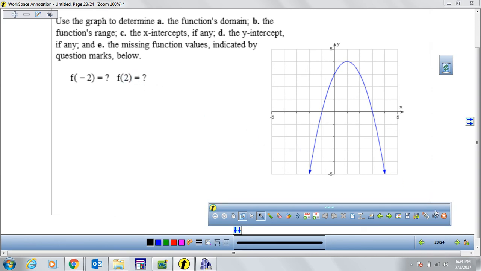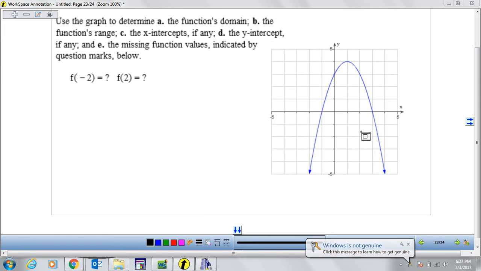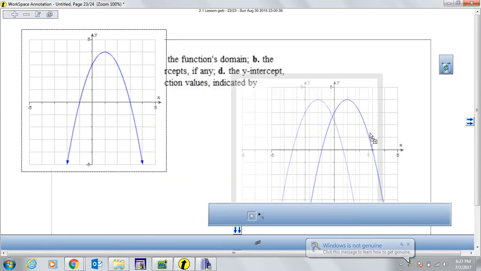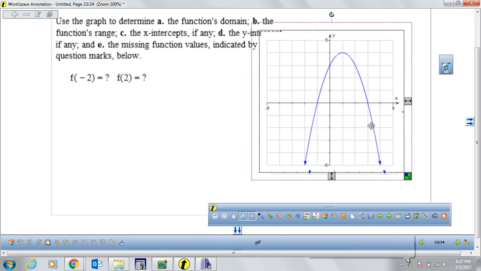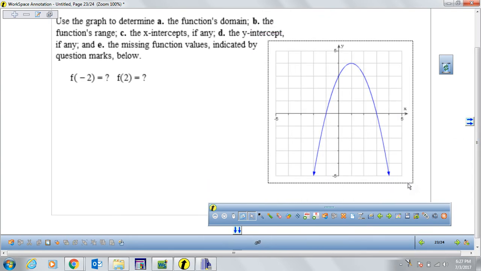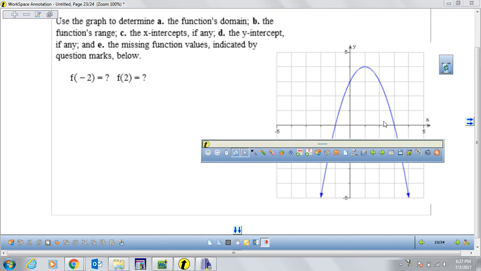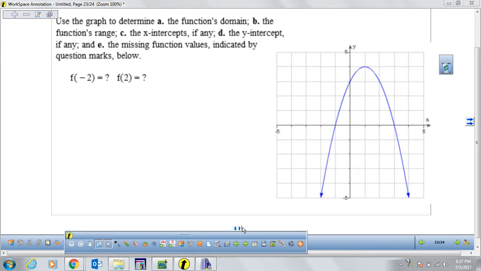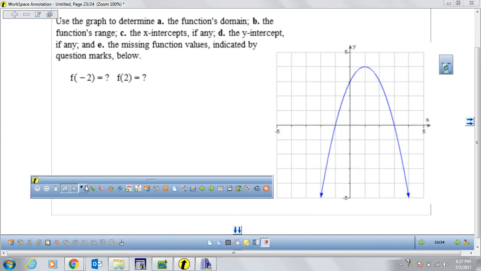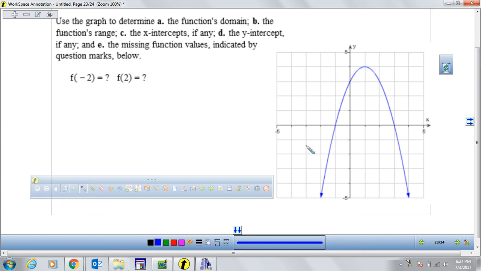So, first thing that we're going to find in this function is the domain and the range. So, for the domain and the range, this is what I want you to keep in mind. What I mentioned to you is that the domain represents all of the values of x that have a point on the graph. So let me just give you a few examples.